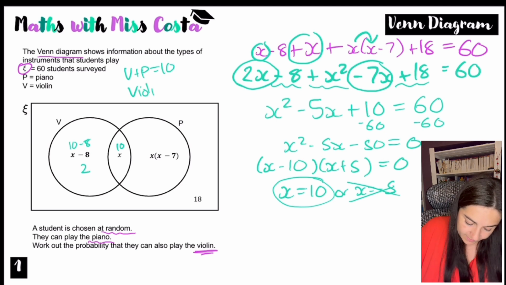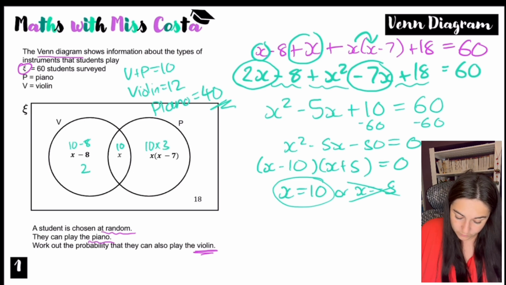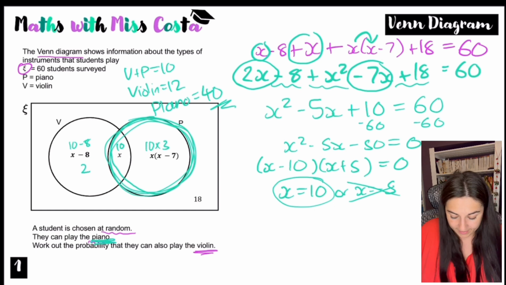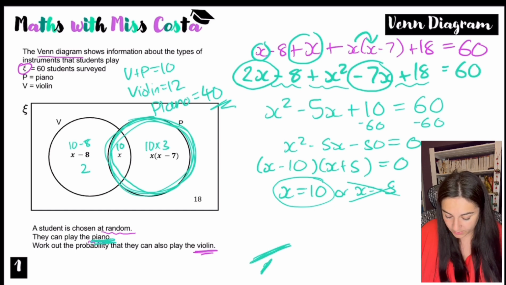So violin is 12 people in total, and piano must be, so 10 times by 10 take 7 is 3, so that's 30, plus 10 is 40. So in total, 40 people play the piano. Now this is important because it says a student is chosen at random, they can play the piano. So therefore your probability is going to be out of the amount of people who can play the piano, which is 40.